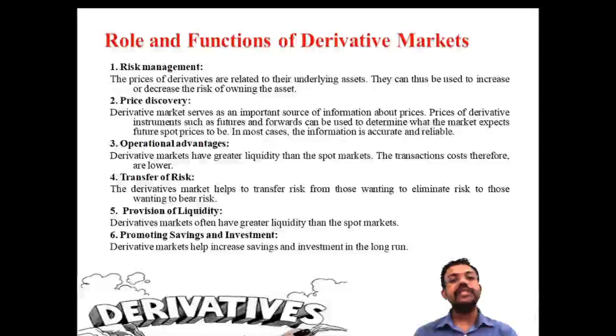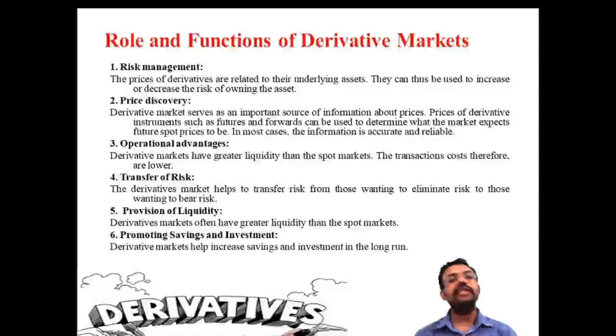And the third one is operational advantages. The derivative market has greater liquidity than the spot market. The transaction cost is therefore lower. So there are a lot of operational advantages from the derivative market point of view. And then transferring of the risk. The derivative market helps to transfer the risk from those wanting to eliminate risk to those wanting to bear the risk. The transfer of risk is possible in the derivative market. That is one of the important functions.